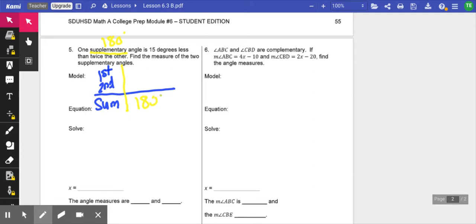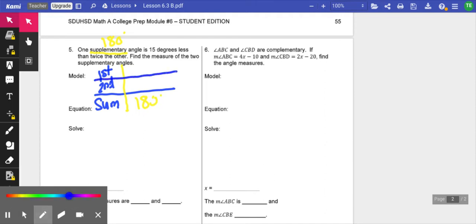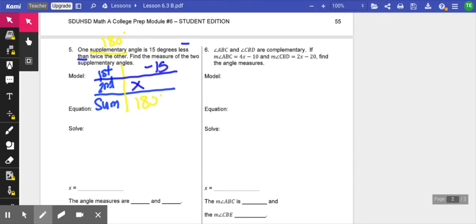One supplementary angle is 15 degrees less than twice the other. So it doesn't matter which one I call x. I've got to call one of them x. Then I have to do 15 degrees less than. Remember, less means minus and than means reverse. So we're subtracting 15 at the end. Twice the other. Twice means 2 times, so 2x. Okay, so we can build our equation. 2x minus 15 plus x equals 180.